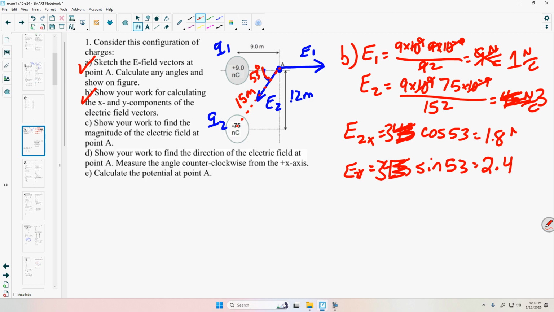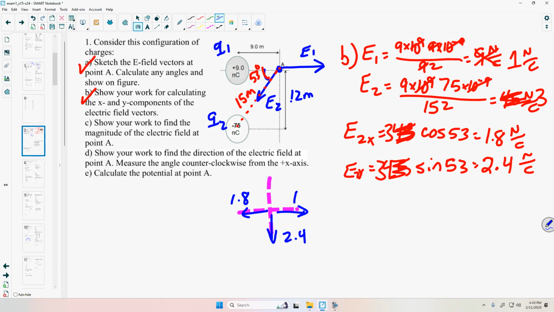Okay? So newtons per coulomb. All right, so at this point, I like to draw this again and just make sure I know my vectors correctly. So I have E2x is 1.8 in that direction, and E2y is 2.4 in that direction. And then E1 is 1 in that direction. That really helps me to determine the magnitude of the final electric field.